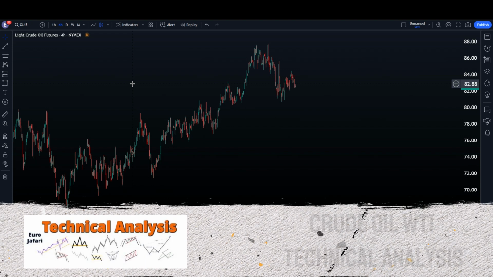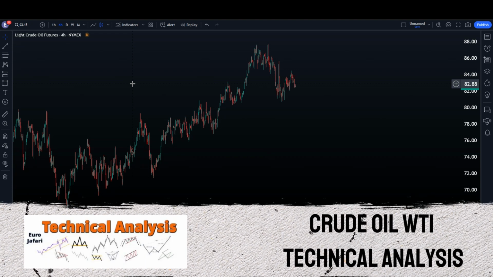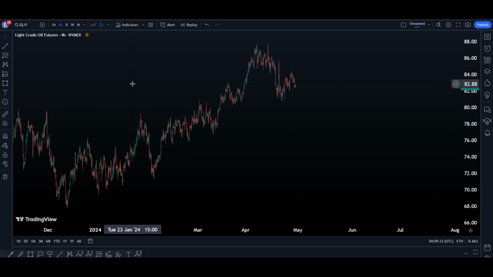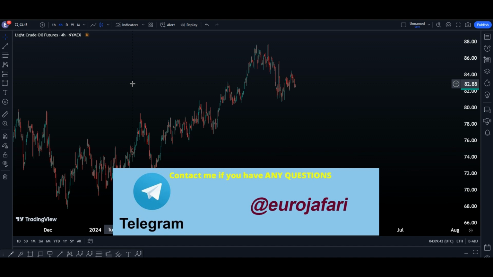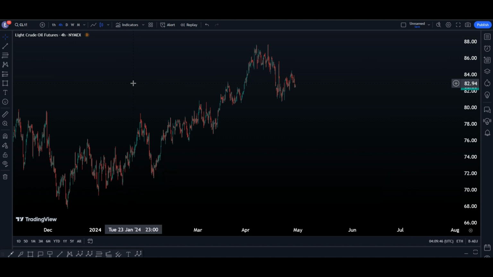This is WTI crude oil 240-minute chart. Let's see together where is our resistance, where is our support, and what will happen in next days.